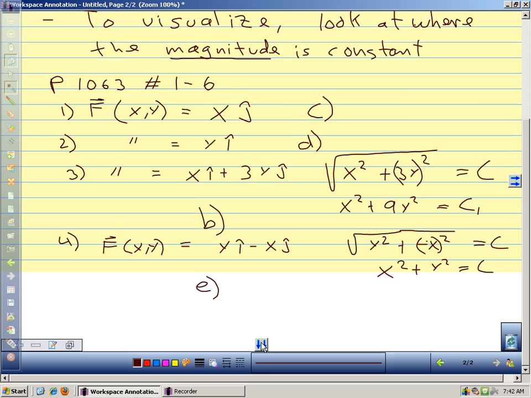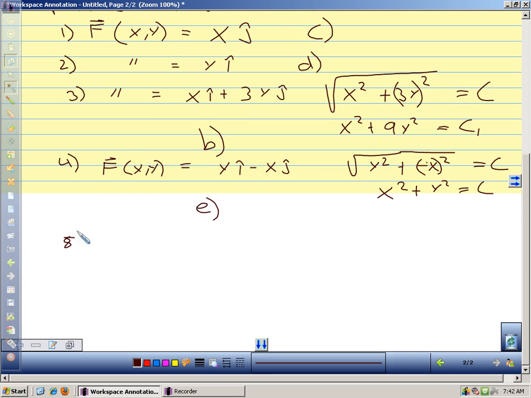All right, number 5. Number 5, we have f of xy equals xi plus sine yj. This one's a little trickier, because when we take the magnitude, we get some function of x and sine y.